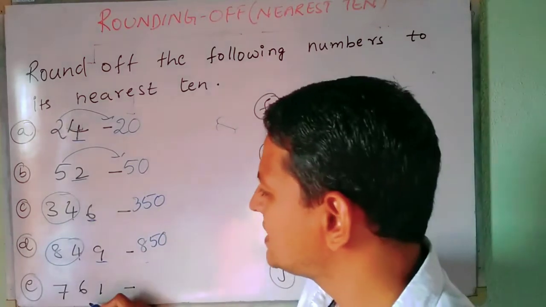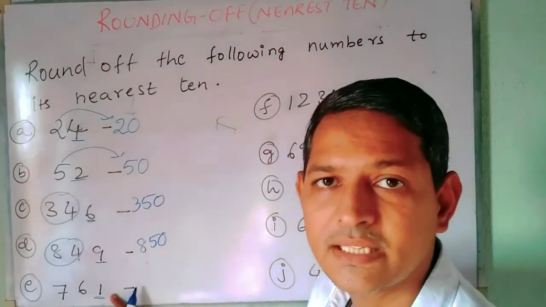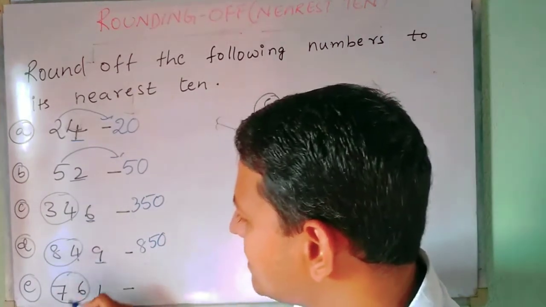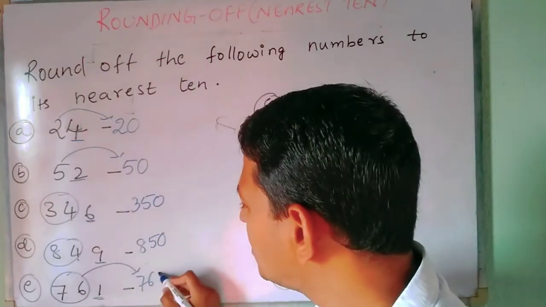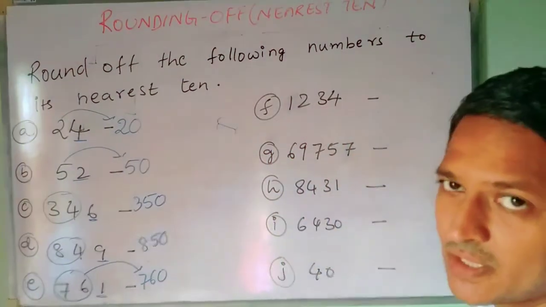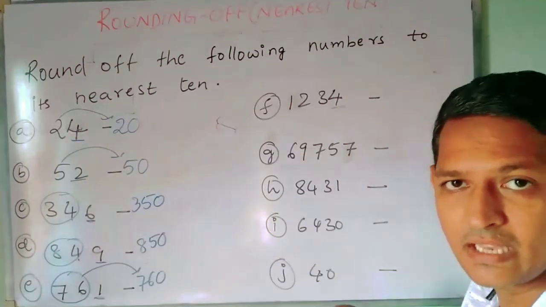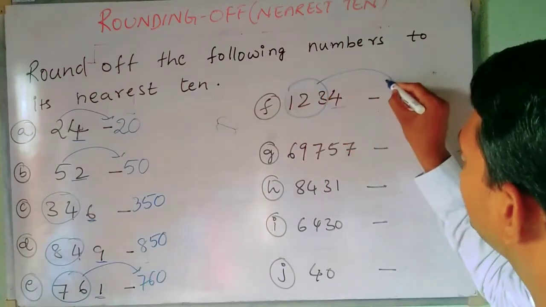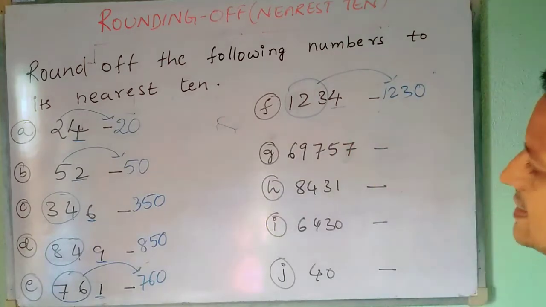The same way, 761. So here the digit in the ones place is less than 5. When it is less than 5, what is the number that is present? The same number we need to place, and we need to place 0 in ones. Now coming to 1234. What is the digit here? This is less than 5. When it is less than 5, the same digits which are here should be written here. So it becomes 123, and in ones place we need to place 0.